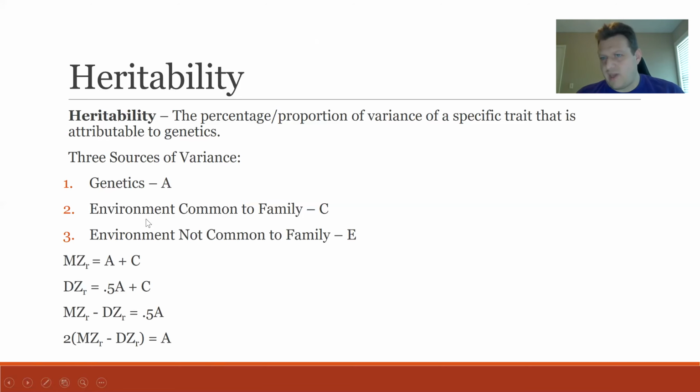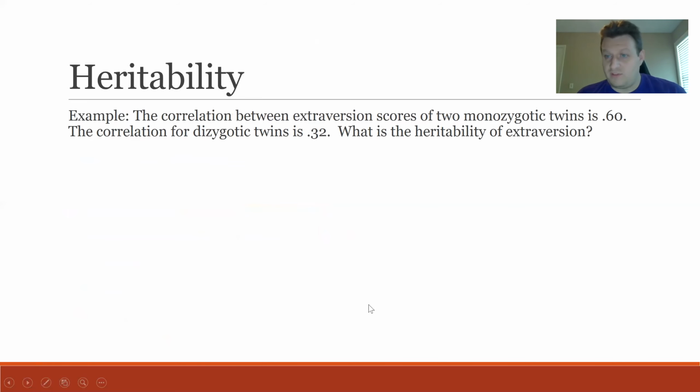There are many different ways of calculating heritability. I'm doing the easiest one. This one only uses algebra. It doesn't use model fit and all that kind of fun stuff. So that's how we're going to calculate the heritability with some of the early twin studies. All right, so let's do an example of this. And not only that, let's calculate C and E as well. That seems kind of important.